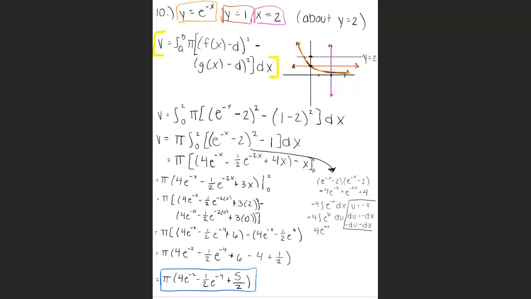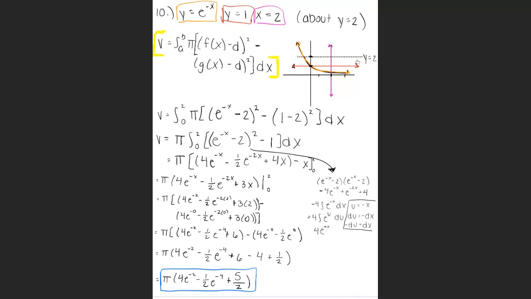So for number 10, we had to graph 3 equations around y equals 2. So then I graphed it. Hold on one second. What do you mean, graph 3 equations here? Oh, I'm sorry, I meant graph 3 equations. Okay, great.